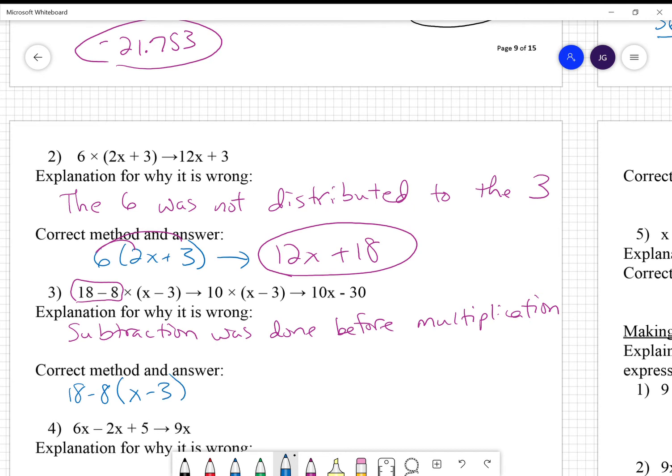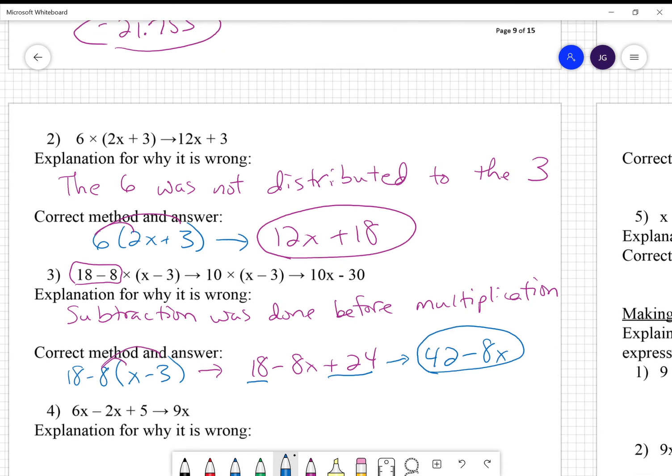notice here when I'm rewriting it, I'm not putting the multiplication sign between the 8 and the x, the 8 in the parentheses, because I don't need it, it's redundant. 18 minus 8x plus 24. Watch your signs. Negative 8 times negative 3 is positive 24. Then I can combine like terms. 18 and positive 24 is 42 minus 8x. Or negative 8x plus 42. It doesn't matter which order, as long as you have the sign with the correct term.